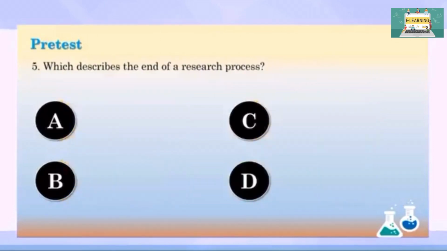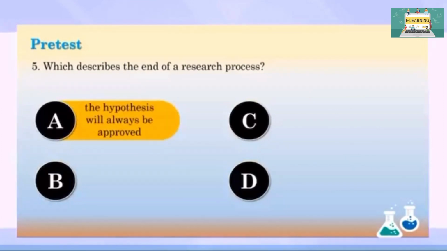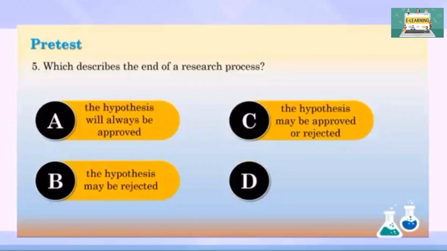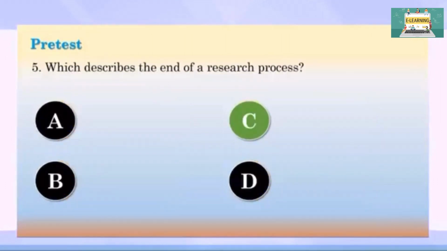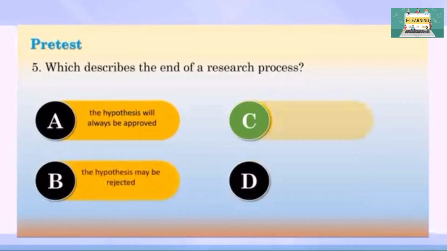Number 5, which describes the end of a research process. A. The hypothesis will always be approved. B. The hypothesis may be rejected. C. The hypothesis may be approved or rejected. D. The hypothesis will have no effect on the investigation. Very good. The answer is letter C. The hypothesis may be approved or rejected.